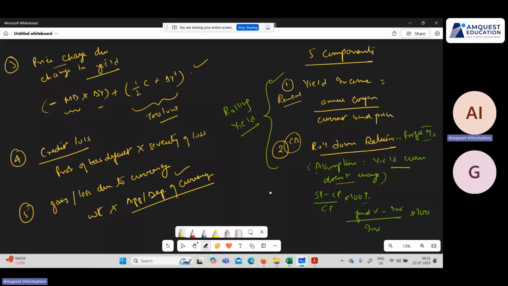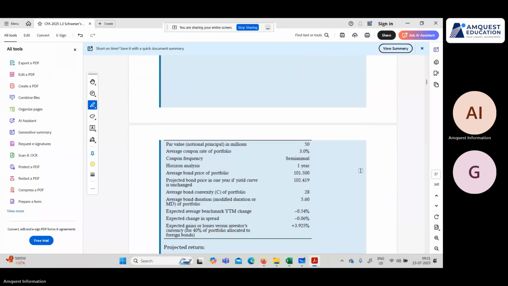Okay, let's look at a question, very important. Rather than spending 10 minutes on it, I can tell you what needs to be done in this question, and then teach you one more topic, which is the numerical portion. Everything else is theoretical. In this one, you can see the coupon rate is 3% and there is a current price, the average bond price of the portfolio. This will give you your yield return.